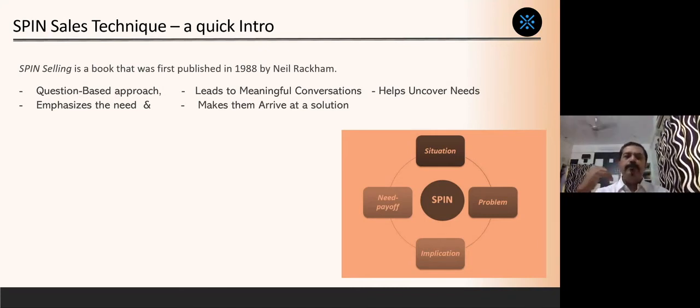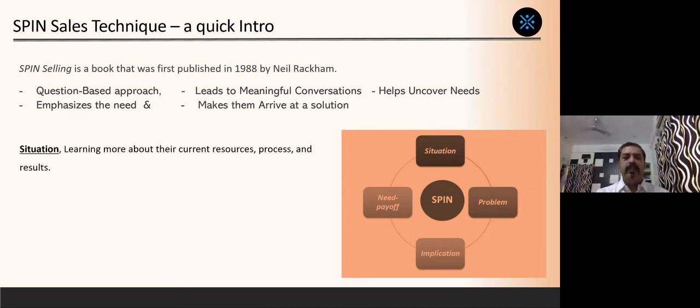So this methodology means there are 4 different paradigms here. The first is situation, right? You are questioning them to learn more about their current situation, the current processes, the current functions they have, the current results they get out of these functions or processes. The questions are related to that.